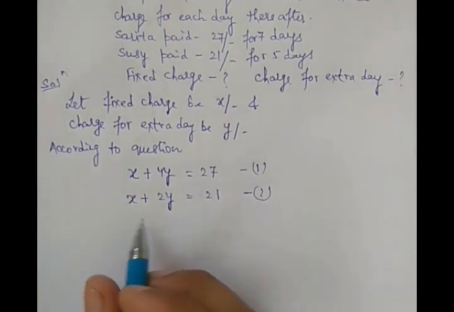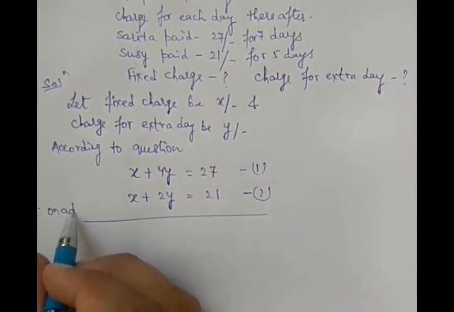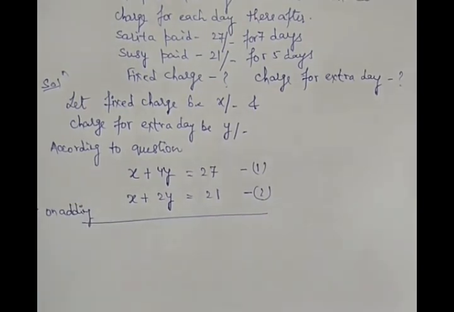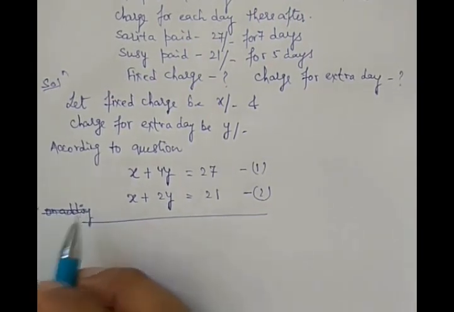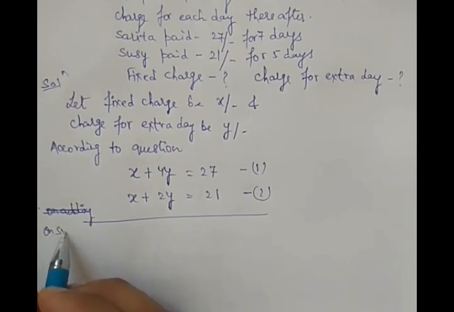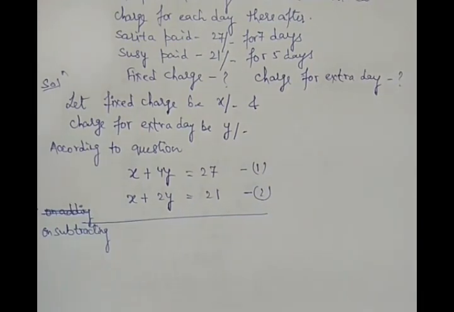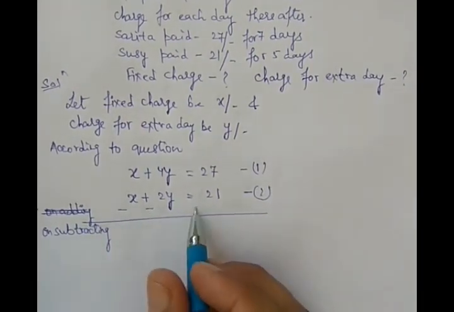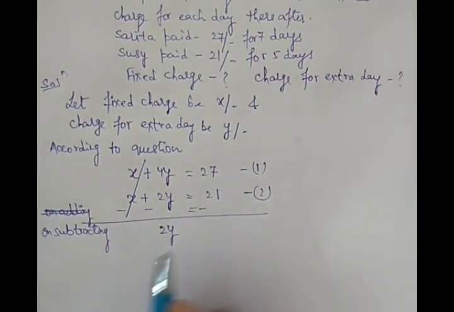Now if we have to use the elimination method, so very simple, if we add equation number 1 and 2, write here on adding, you will get nothing. So we will not add it. We will write on subtracting. What will happen? The sign will get changed for the second equation. This x will get cancelled out. From here you will get 2y is equal to 6. Y will come out as 3.